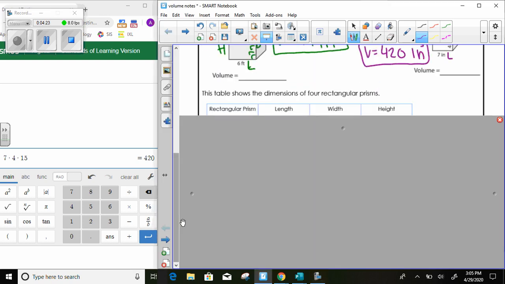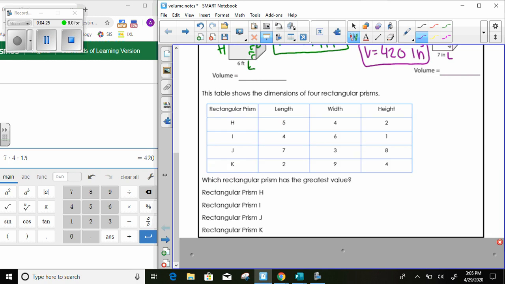The next thing we're going to be talking about is a table that looks like this, and here's the question that is going along with this table. It says, which rectangular prism has the greatest value? And we're talking about volume. So, looking at our table here, we have 1, 2, 3, 4 different rectangular prisms, and what we're going to be doing is solving each of the volumes.